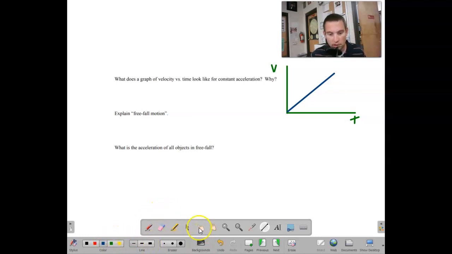Explain free fall. So to explain free fall, all you really have to know is the only force acting on an object, no matter what that object is doing, has to be gravity. So let's say we're flying through the air. At any point on this trajectory, the only force acting, if air resistance is negligible, is going to be gravity. So therefore this object would be in free fall.